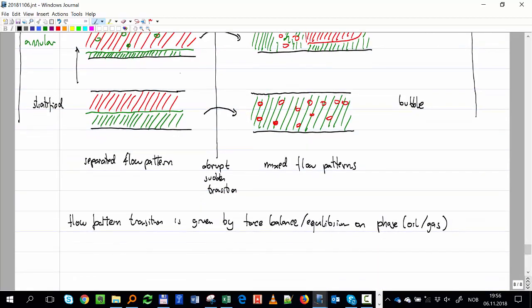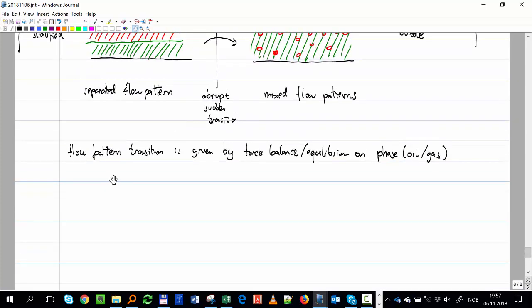What happens in the case of stratified flow? You have gravity acting on the liquid and on the gas, and the velocities are relatively slow. So gravity tends to separate both phases. So in this flow pattern, gravity is winning against everything else, against turbulence, against kinetic energy. What happens in the other case? You have a very good mixing.